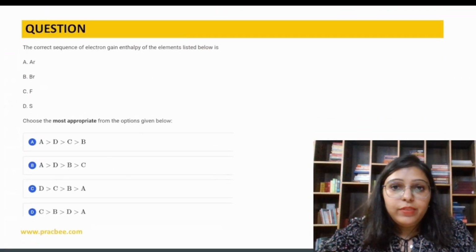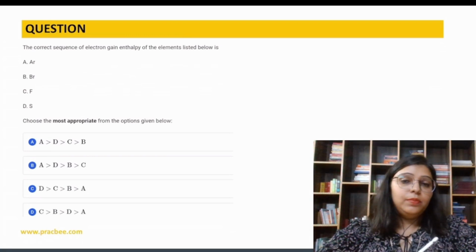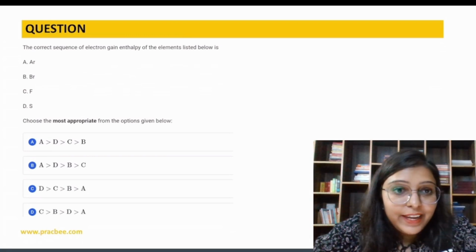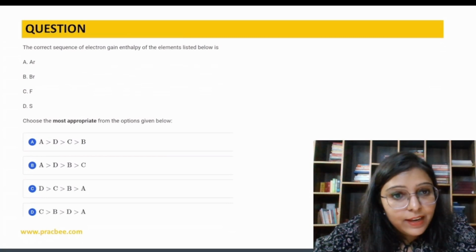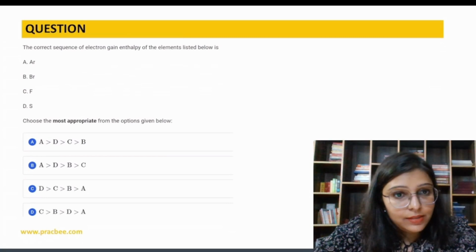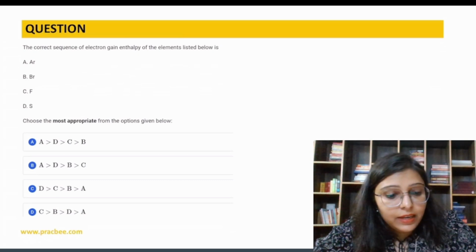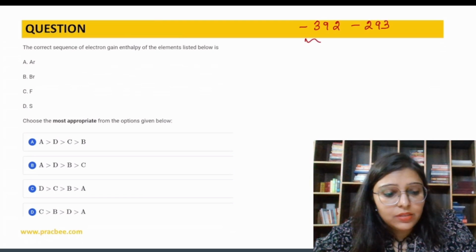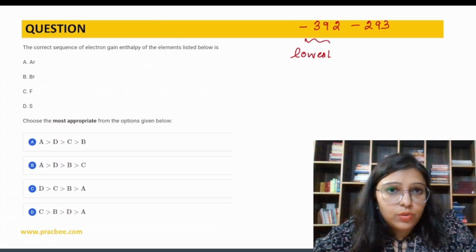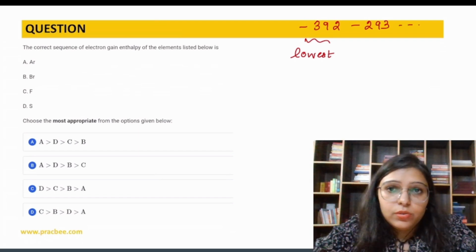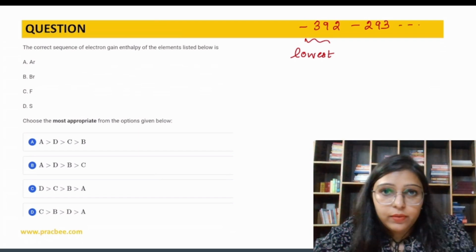The correct sequence of electron gain enthalpy of the elements listed below. Correct sequence means the positive electron gain enthalpy is highest. The more negative one means lowest. Like if we have 392 and we have minus 293, obviously this is going to be lowest, right? So we have to check in that way.